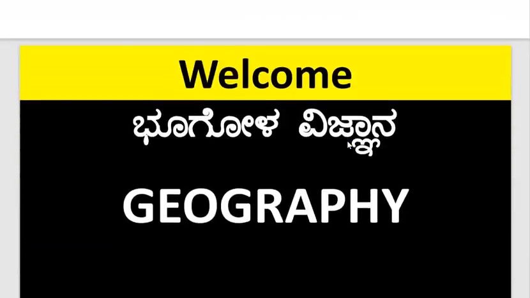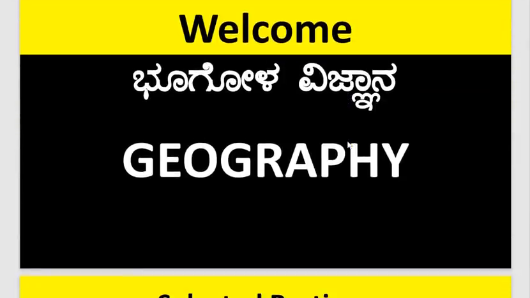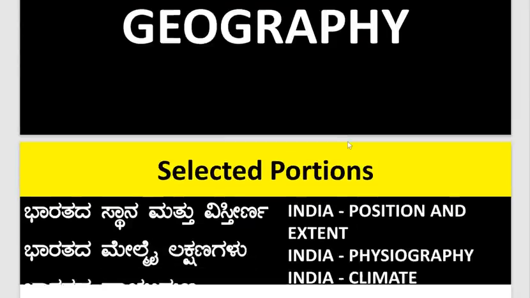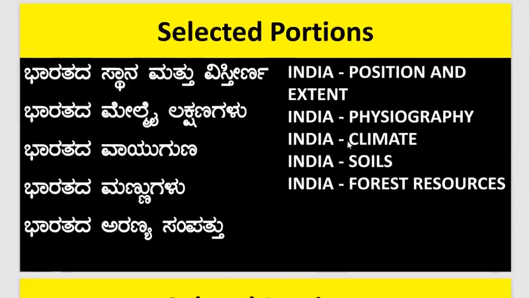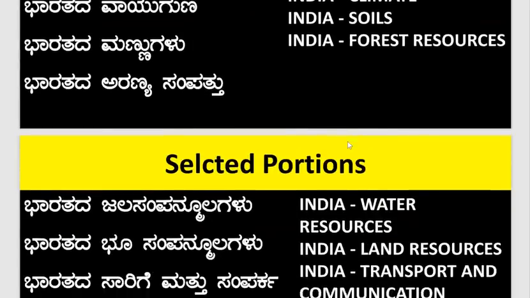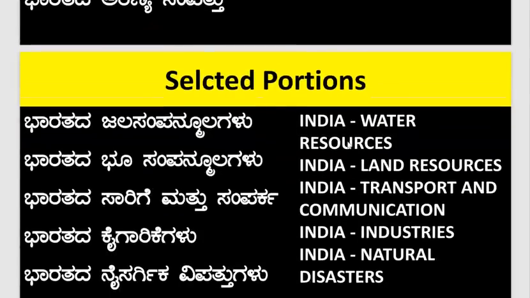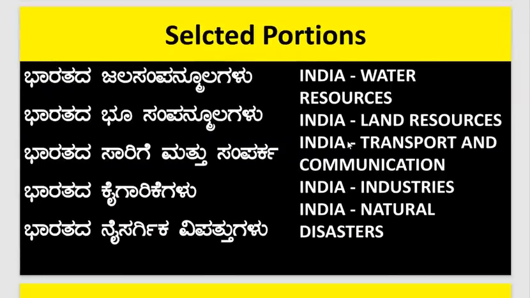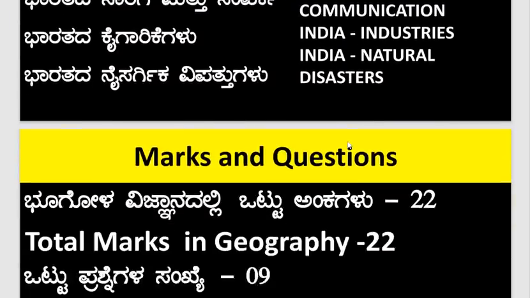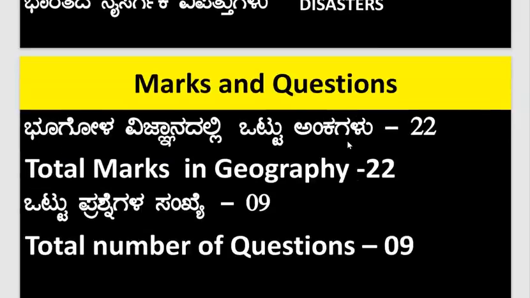Now, welcome to geography, Bhugola Vijnana. Selected portions: India position and extent, India physiography, climate, soils, forest resources. And next, India water resources, India land resources, transport and communication, India industries, India natural disasters. Marks and number of questions. Total marks in geography, you can expect 22 marks.